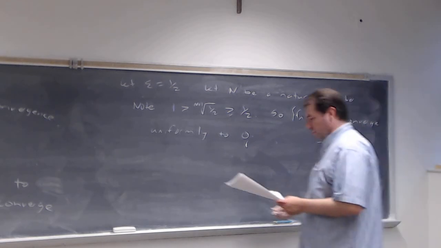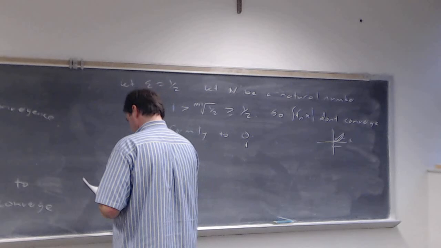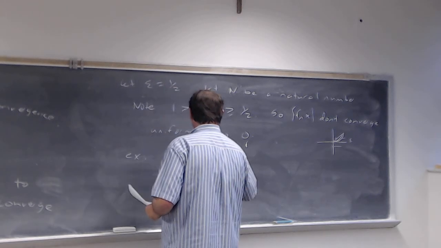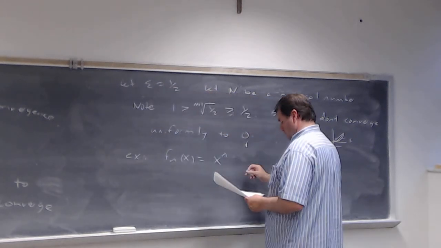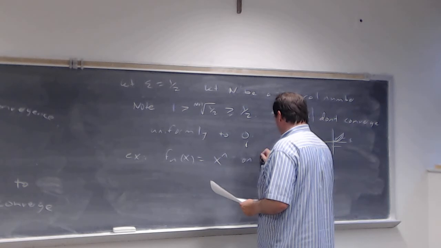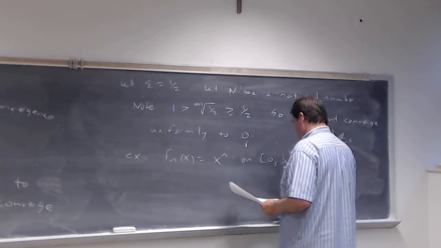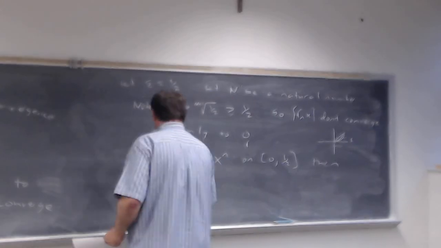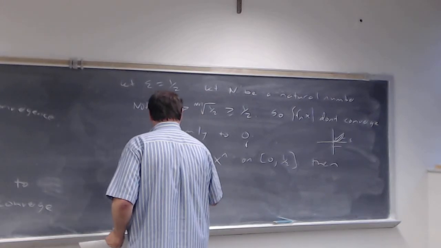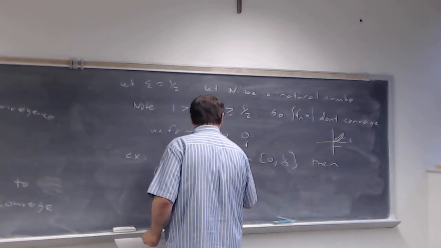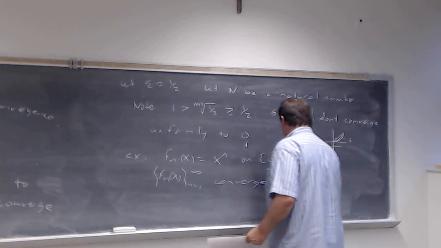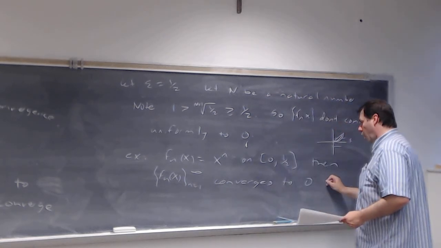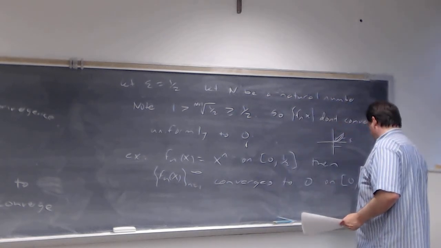All right. Here's another example, and that is if we let f sub n of x be equal to x to the n, and we look at it on the closed interval 0 to 1/2, then f sub n of x, as a sequence of functions, converges to 0 on 0 to 1/2, those x values.